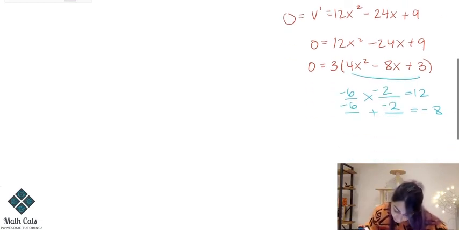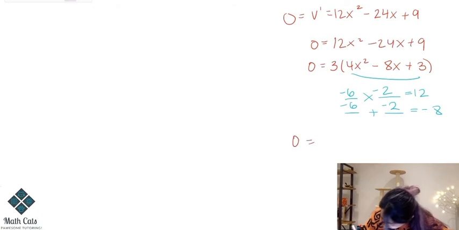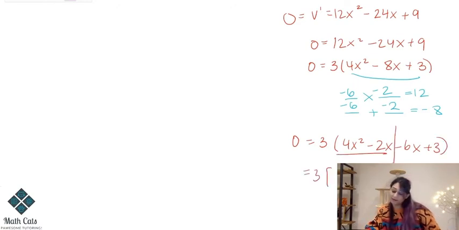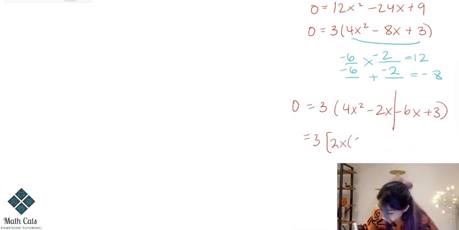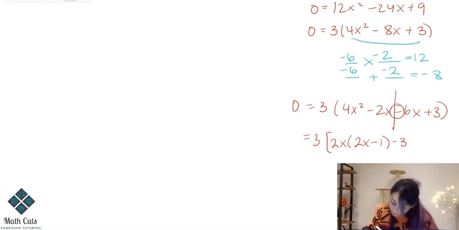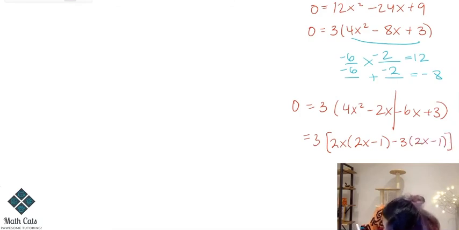So let's break it down. So we have 0 equals 3 times 4x squared minus 2x minus 6x plus 3. Split down the middle. What do you think comes out of the first side? 2x. Perfect. Then you're left with 2x minus 1. And then what comes out of the second side? Minus? Yes, perfect. If the first one's negative, take out a negative. So minus 3, 2x minus 1. Awesome. So now we have 3, 2x minus 1 and 2x minus 3. Okay, cool.